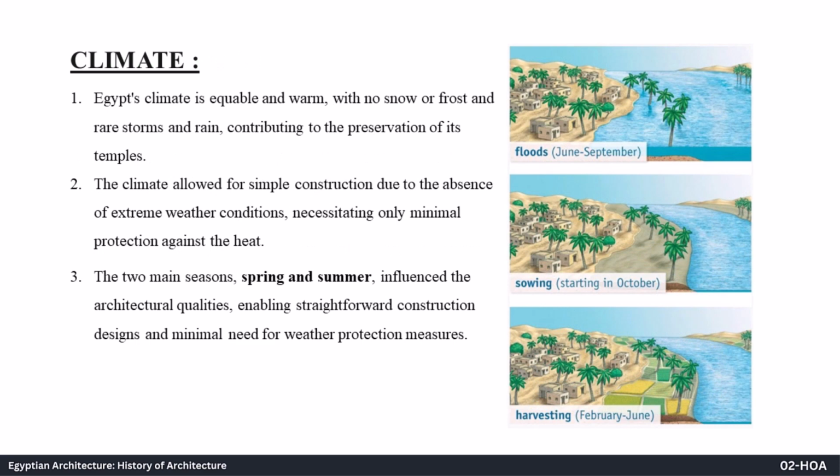Climate. Egypt's climate is equable and warm, with no snow or frost and rare storms and rain, contributing to the preservation of its temples. The climate allowed for simple construction due to the absence of extreme weather conditions, necessitating only minimal protection against the heat. The 2 main seasons, spring and summer, influenced the architectural qualities, enabling straightforward construction designs and minimal need for weather protection measures.